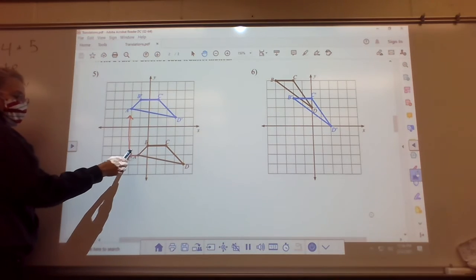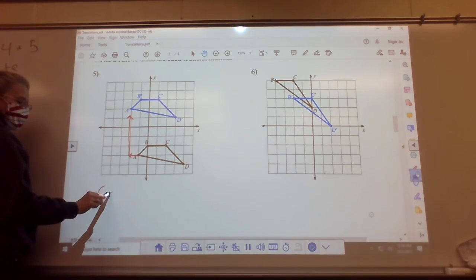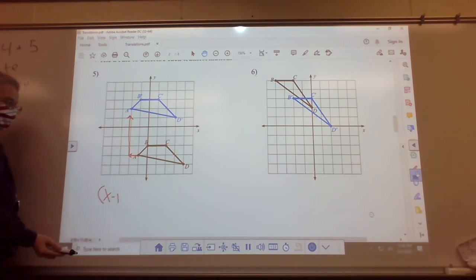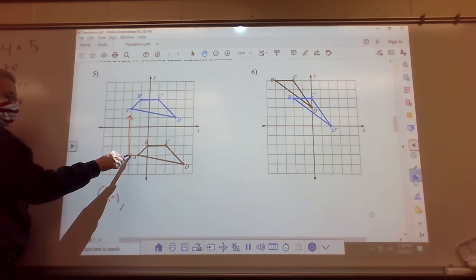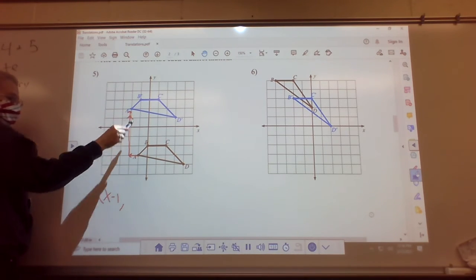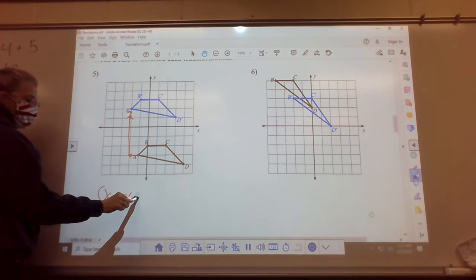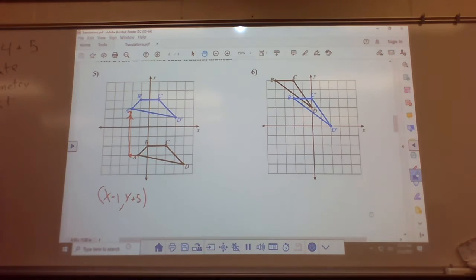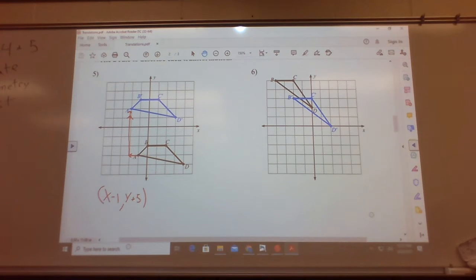So my x is going back 1. So back 1 would be negative 1. My y is going up 1, 2, 3, 4, 5. So y plus 5. That's my rule. Every corner is going to do the exact same thing, so you only really have to check one of them. Just make sure you do like A to A, B to B. Don't do like A to C, because that doesn't make sense.